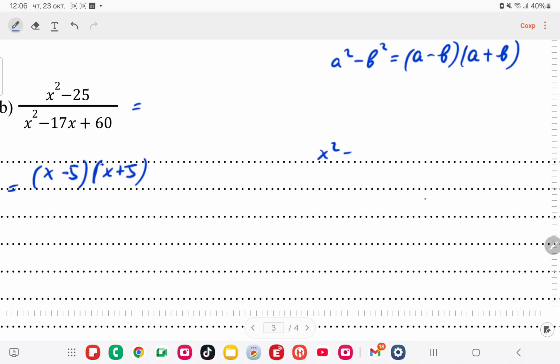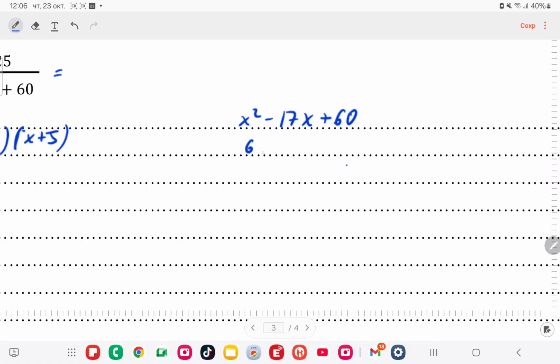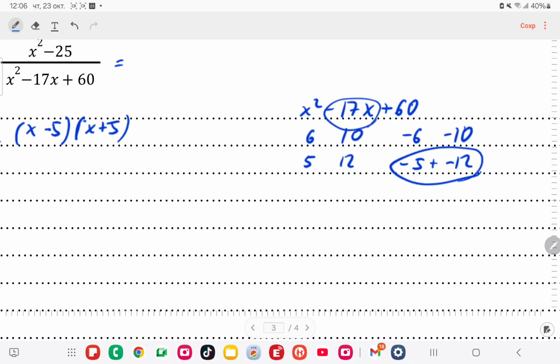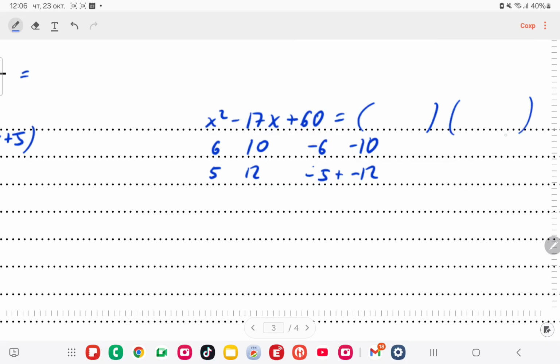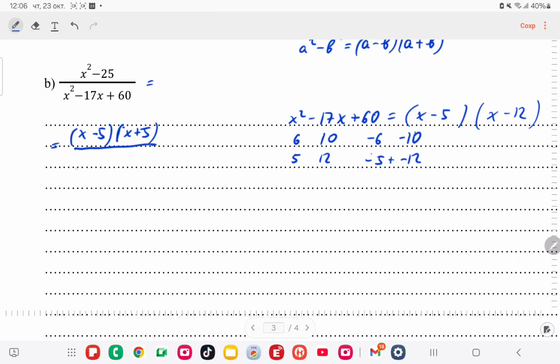So x squared minus 17x plus 60. What two factors give us 60, maybe 6 and 10. If we add 6 and 10, we will not have 17, right? And negative 6 plus negative 10 is also not negative 17. That's why we have to use other pairs, maybe 5 and 12, negative 5 and negative 12. If we add these together, we will have negative 17, right? So that is why our factors are x minus 5 times x minus 12. Let's write it down. So x minus 5 here and x minus 12.